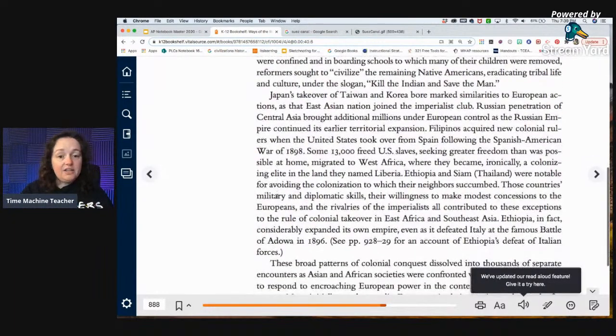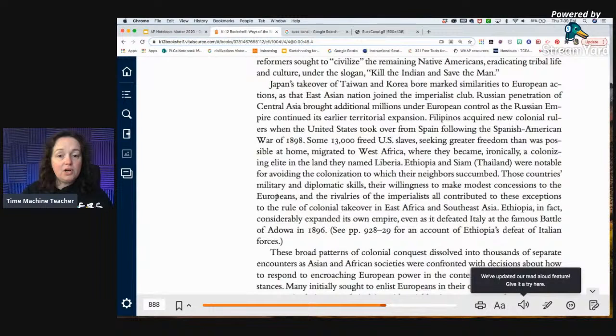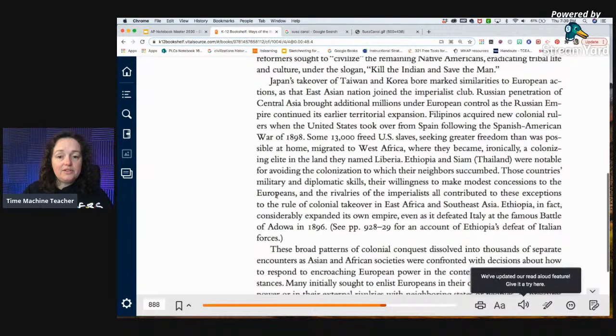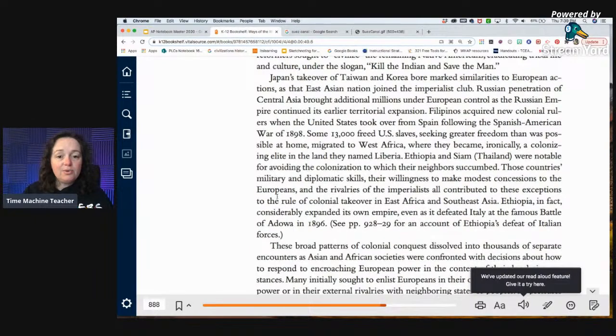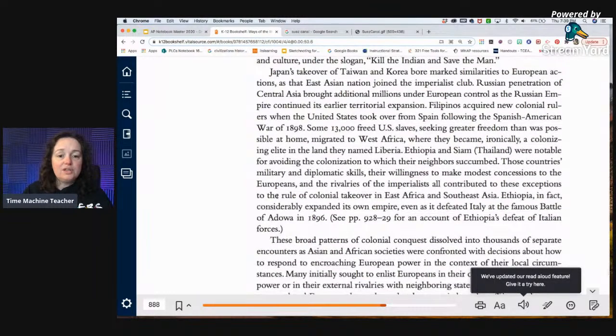And then we have Japan. Japan's takeover of Taiwan and Korea bore marked similarities to European actions, as that East Asian nation joined the imperialist club. Russian penetration of Central Asia brought additional millions under European control as the Russian Empire continued its earlier territorial expansion. Filipinos acquired new colonial rulers when the United States took over from Spain following the Spanish-American War of 1898. Some 13,000 freed U.S. slaves seeking greater freedom than was possible at home migrated to West Africa, where they became, ironically, a colonized elite in the land they called Liberia.